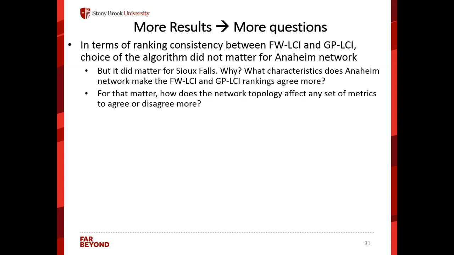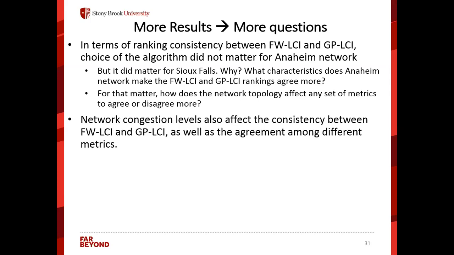There are other metrics that sometimes agree more for some networks and show different directions in other networks. What are the network characteristics that lead to this discrepancy or agreement? And also, how do network congestion levels affect consistency between Frank-Wolfe LCI and GPLCI, and the agreement in other metrics as well?